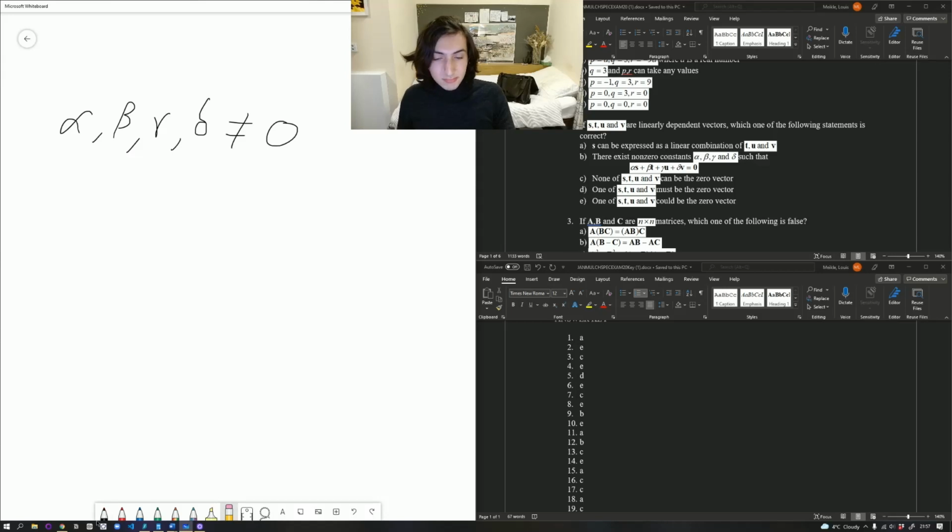Now, it's not C or D, because C says none could be the zero vector, which is false, because they could always be the zero vector. And D says one must be. We don't say must be. Must be is quite a strong thing. So we go for E. One could be the zero vector. So that's going to be correct here.